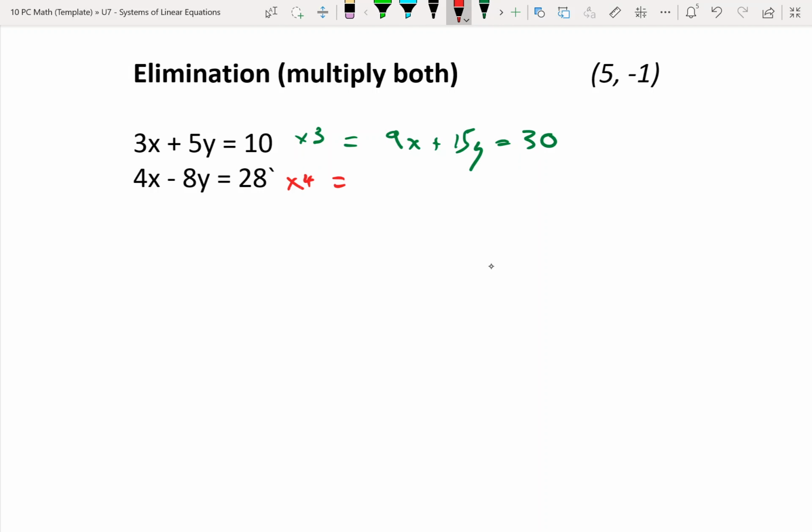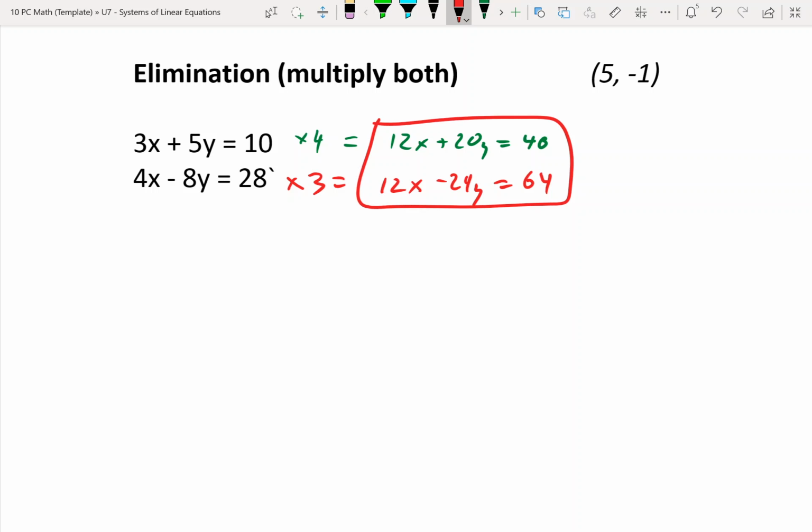Oh, sorry, my mistake. This one should be times 4. Silly, Mr. K. 12x plus 20y equals 40. This one's going to be times 3, because this will give us 12x, because now we'll know that these are the same, minus 24y equals 64. Okay, now we have these lined up, and then we can deal with it accordingly.